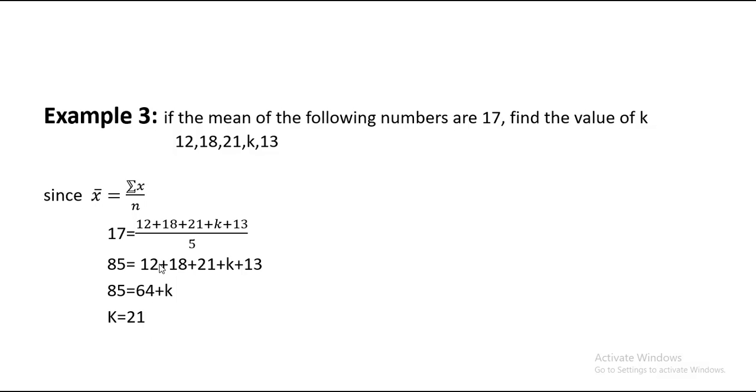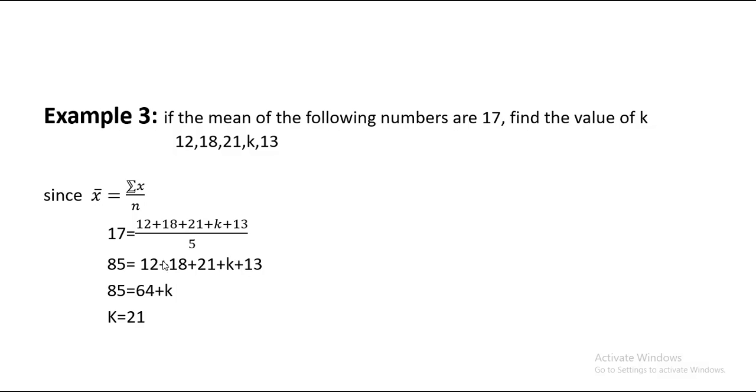Let's say the mean of the numbers is given and you're specifically asked to find that one number. This is how you do it. If you want to verify your answer, you can substitute this 21 at this position, add all these numbers and divide by 5, and you'll get the mean, which is equal to 17.